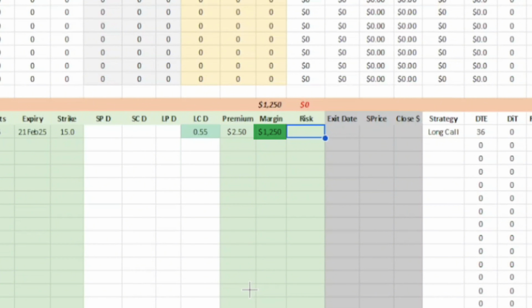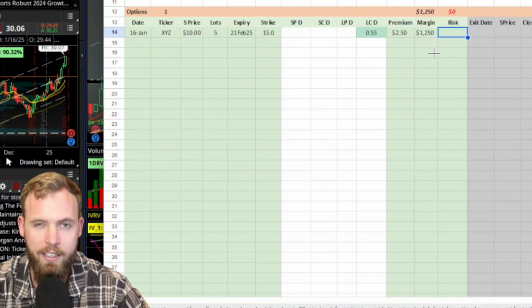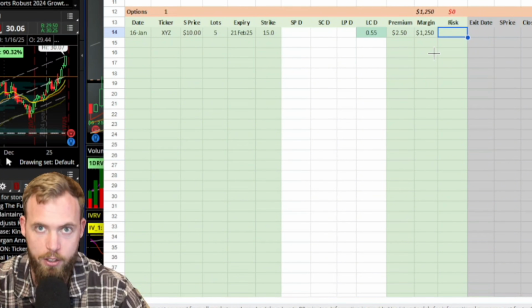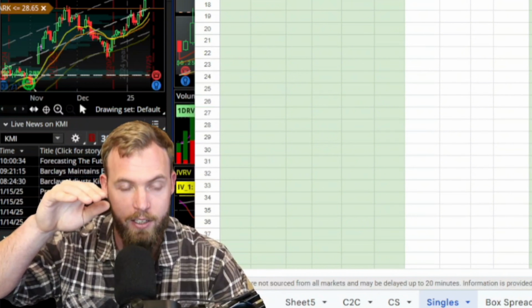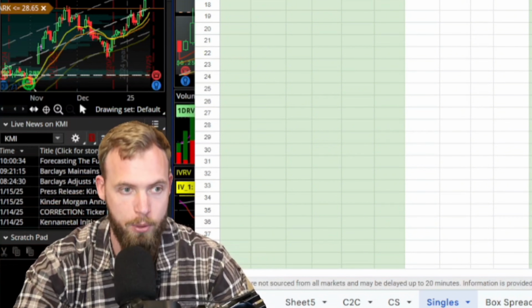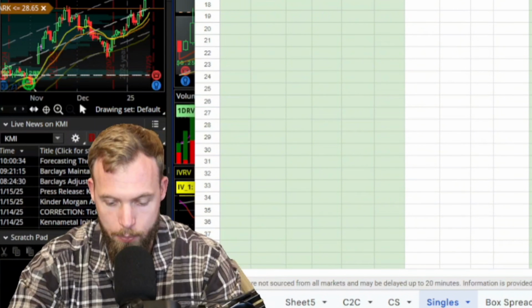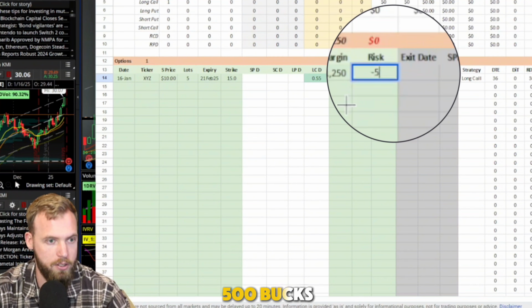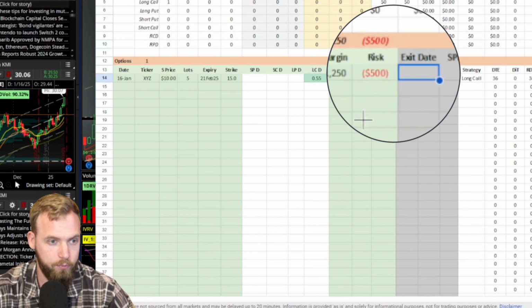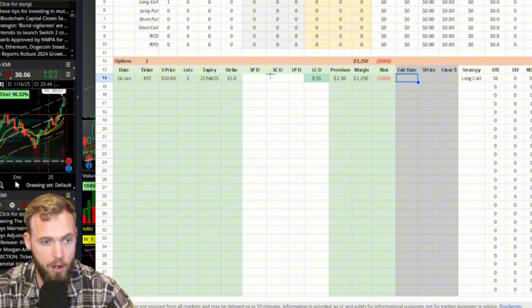Then I'll input whatever my risk is. The risk is defined at entry. This is where I say, when am I going to get out of this trade based on the chart? So if I'm trading a long call, it's based on a breakout. Wherever I decide based on my analysis, where if it breaks down below that level, I would get out. That's what gets input here. So let's say at that point, I lose 500 bucks. That's my total risk.